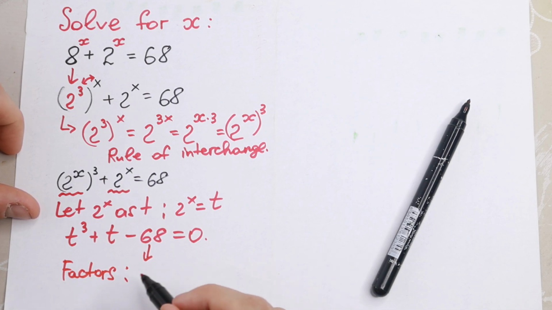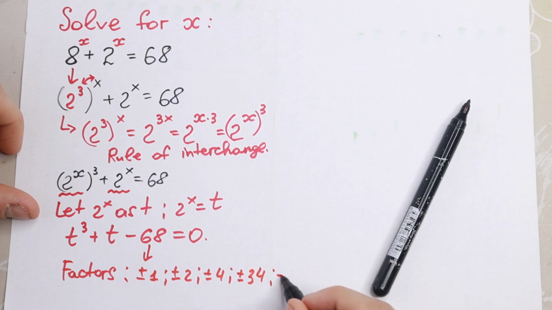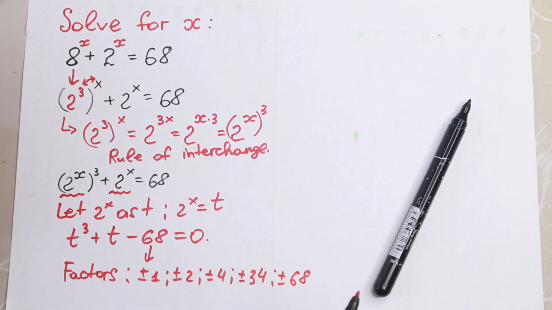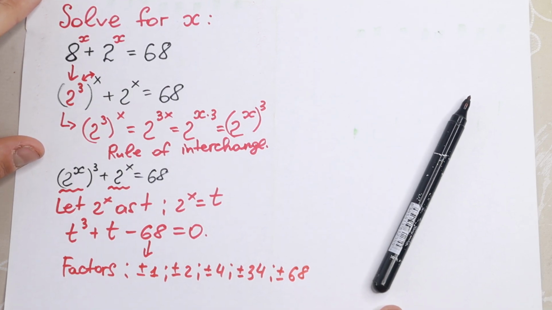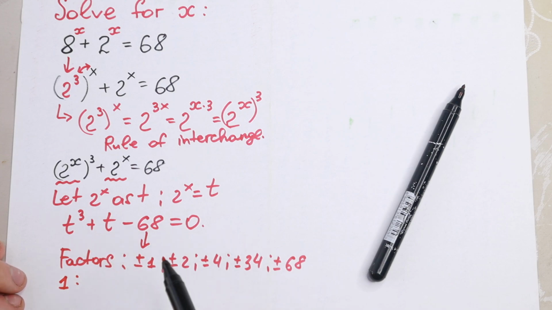What factors will we have? Of course, plus minus 1, plus minus 2, plus minus 4, plus minus 34, and plus minus 68. These are all the factors that we need in our case. But let's find only one, and then we factor out this expression. So first let's check 1. What we'll have? 1 plus 1 minus 68. 1 is not good. So minus 1 as well is not good. So we reject this root.